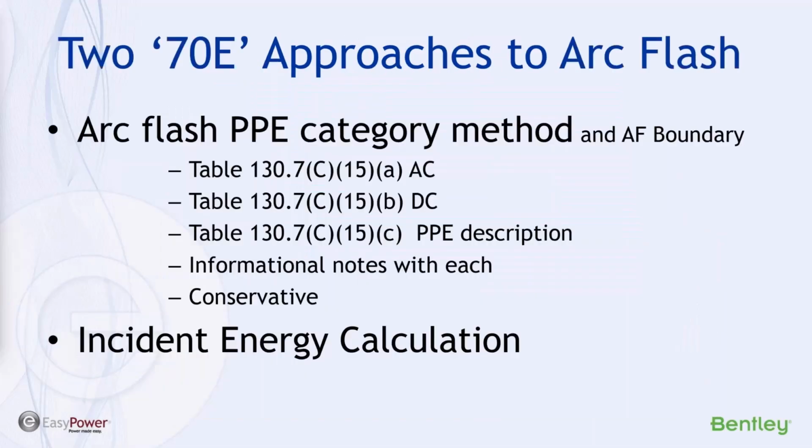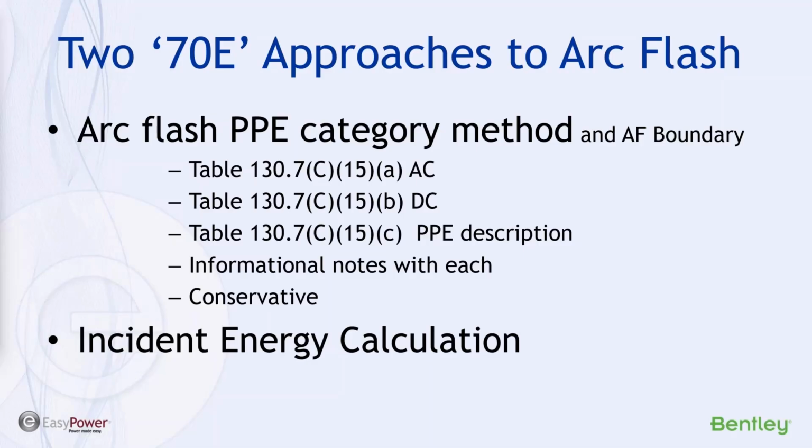Now, just as a reminder, NFPA 70E basically gives us two approaches to arc flash calculations. The first is an arc flash PPE category method. We sometimes refer to it as a table lookup, but in these specific tables, there's AC circuitry, AC configurations, DC configurations, and then in the third table, there's a PPE description that pertains to both AC and DC PPE.